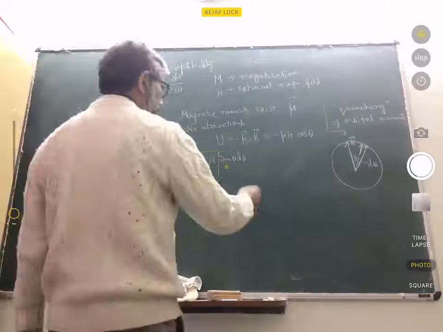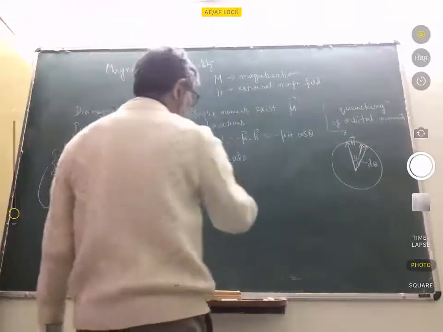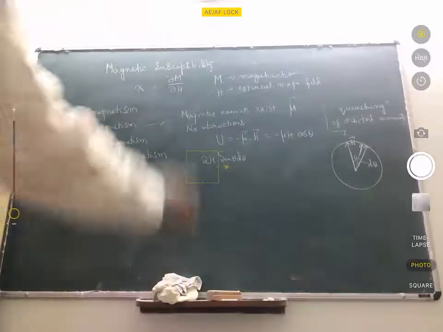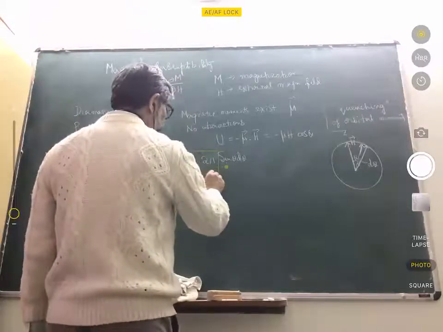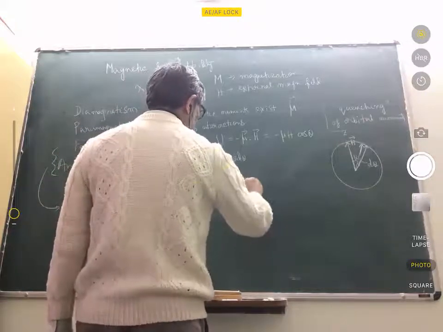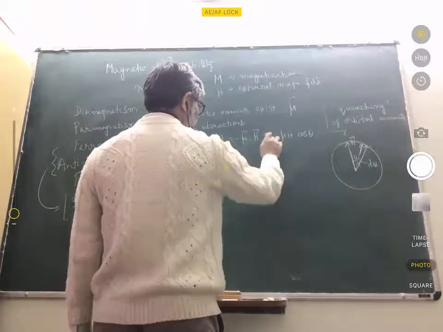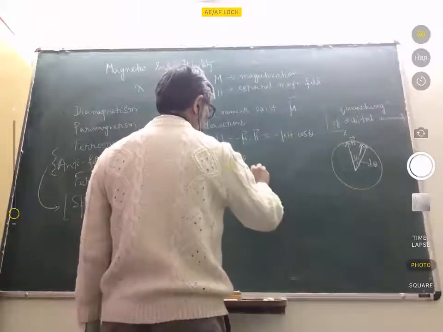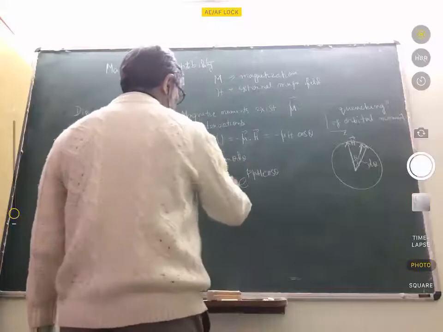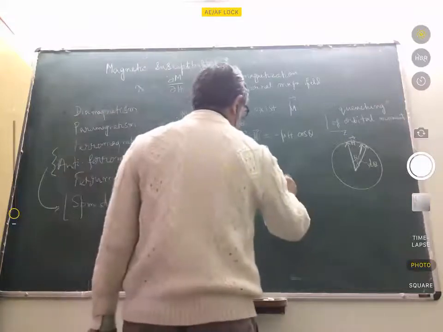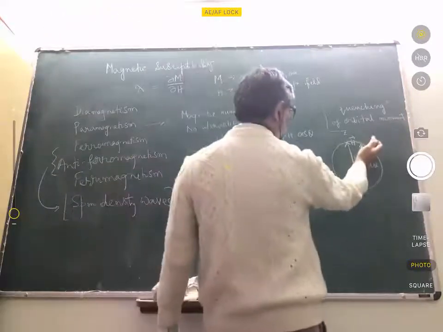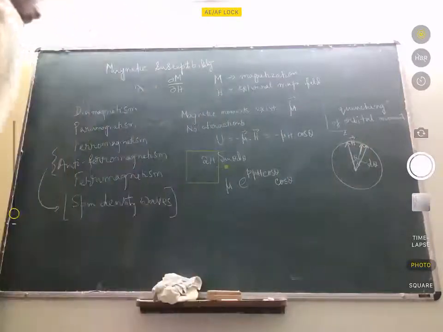So the average, okay, and this is the energy. So what we want to calculate is the moment along the field direction. So that would be given by e to the minus, so this would make it plus, h cos theta. There's a mu and you have another cos theta coming because if the moment is pointing along theta, its projection along h will bring in another cos theta.